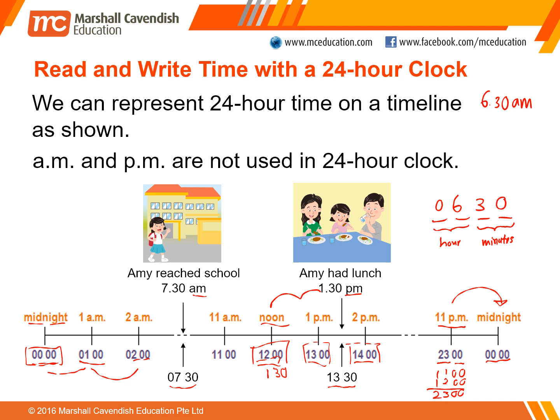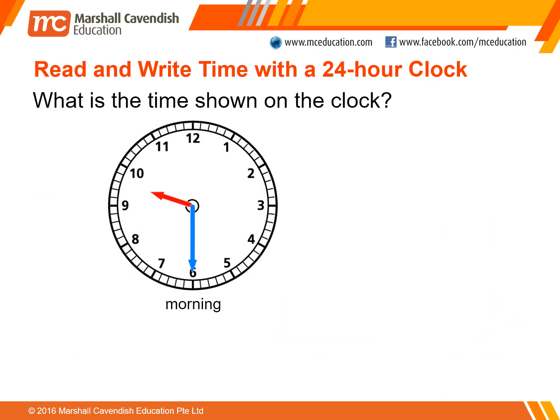For time after noon to before midnight, you need to add 12 to your 24-hour clock. So for example, you have 7:30 p.m. In a 24-hour clock, the minutes are the same, 30, it doesn't change. And the hour here, 7, you have to add 12 to it. So you will have 19:30. This is 7:30 p.m. in a 24-hour clock. So what is the time shown in the clock here?